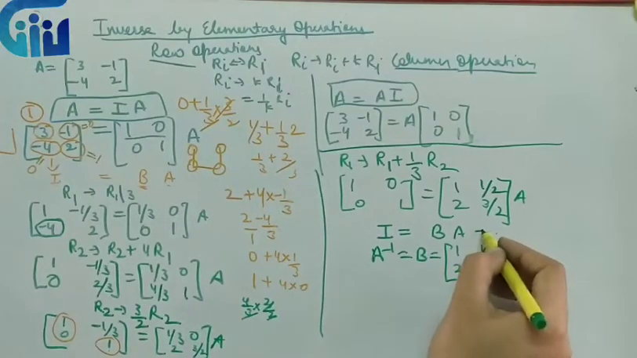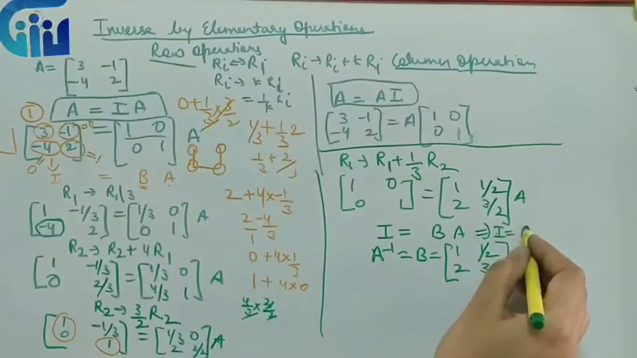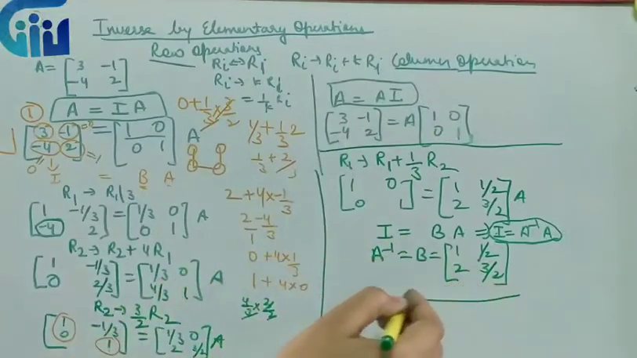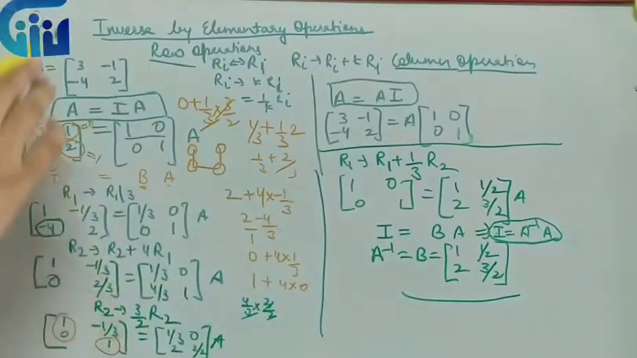Or you can write it as I is equal to A inverse A. Both ways will be correct. Ultimately you have to write this particular thing. For 4 marks, if you want 4 marks, you have to do all of it the way I have done it. Everybody is supposed to follow this particular method for elementary row operations.